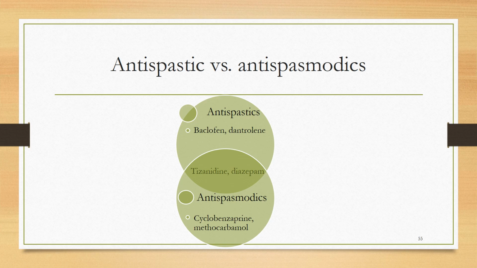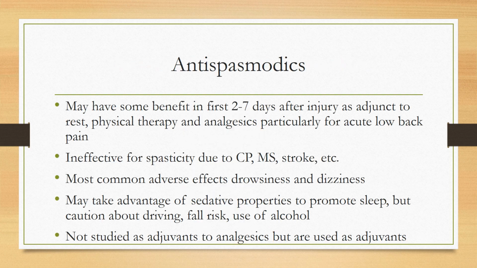So antispastic versus antispasmodic. Our antispastics are baclofen and dantrolene. You won't really see dantrolene. And then somewhere in the middle is tizanidine and diazepam. And then our antispasmodics, remember the short-term ones, Flexeril and methocarbamol, Robaxin.